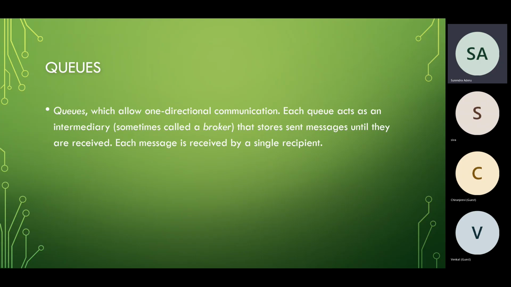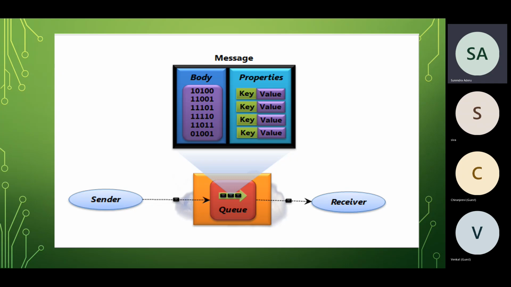It means there is a sender, there is a receiver. Your queues in between work as a broker, right? It will be one to one. Are you able to see this diagram? There is a sender, queues will be in the middle, take the message, keep the message, and deliver to the receiver. It's a one-on-one message.